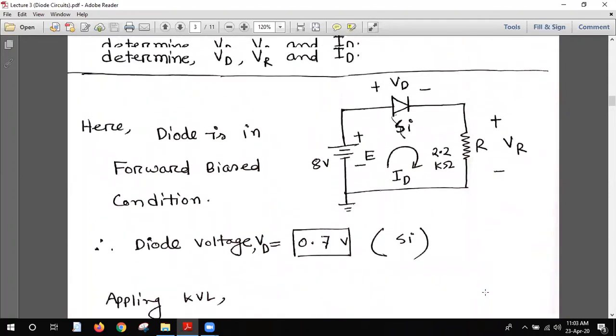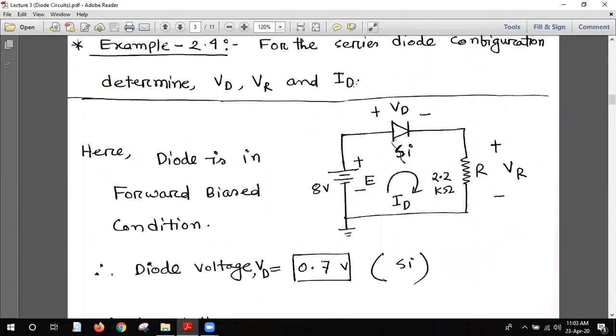So the next thing we need to find out is the current ID. You see that this current ID is the series current in this circuit. So basically the current in the diode will also go in the resistance. If I say the resistance current is IR, at that time ID will be IR, because this is the series current. We all know that the current in a series circuit is the same.